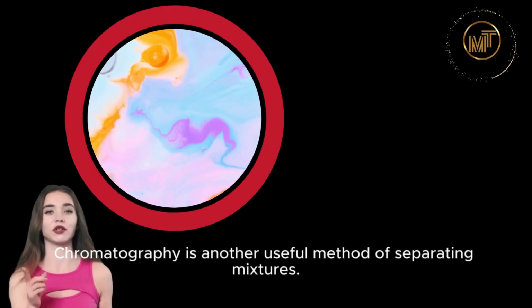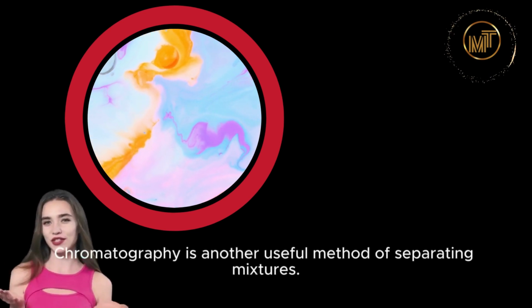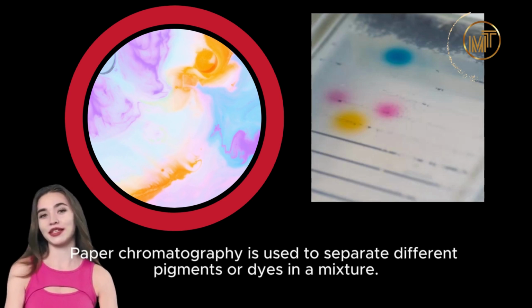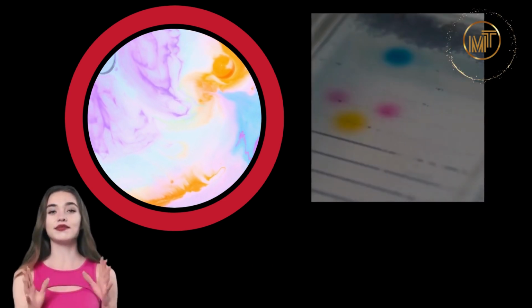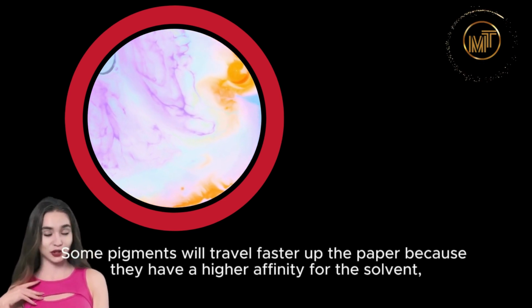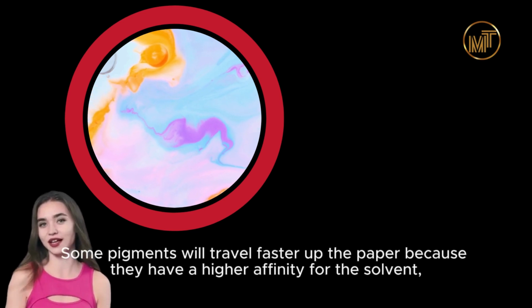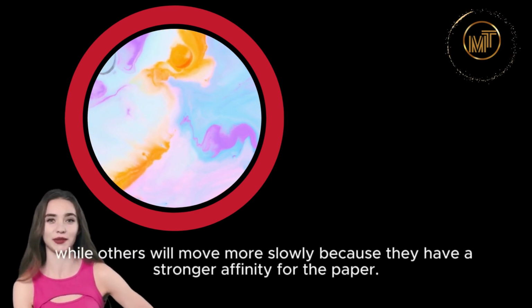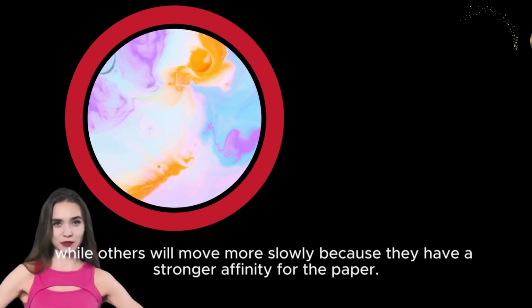Chromatography is another useful method of separating mixtures. Paper chromatography is used to separate different pigments or dyes in a mixture. Some pigments will travel faster up the paper because they have a higher affinity for the solvent, while others will move more slowly because they have a stronger affinity for the paper.